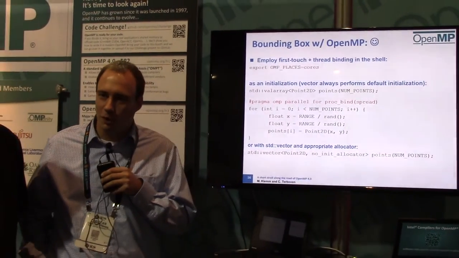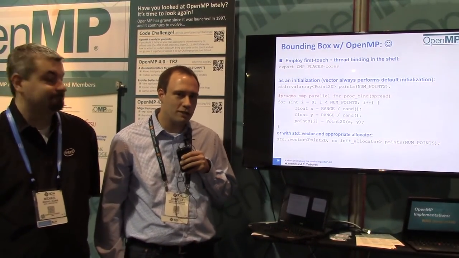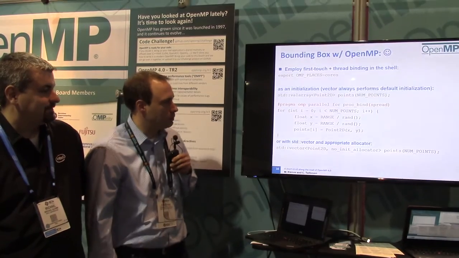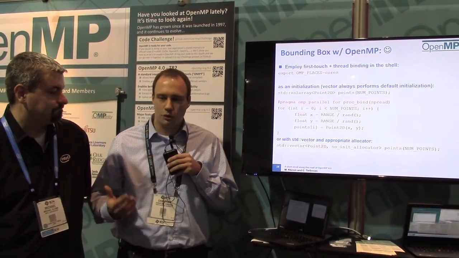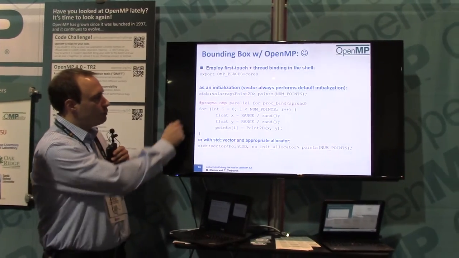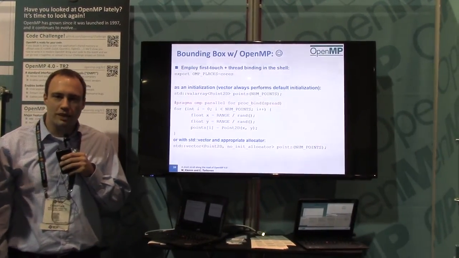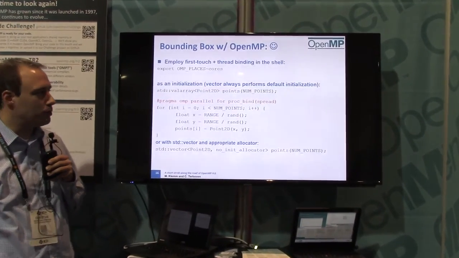So OpenMP 4 brought a thing that we call thread affinity support. We do not want you to worry about how to bind threads to specific cores. What we want you to do is to reason about how to distribute threads in the system. So we have a level of abstraction which we call OMP places. OMP places defines a granularity at which you want to perform the binding.